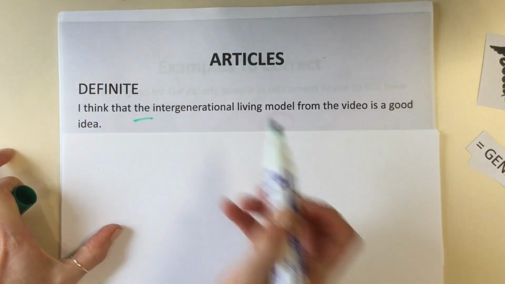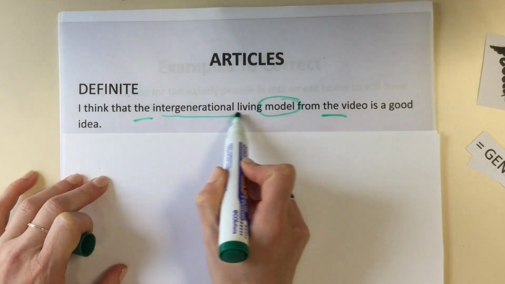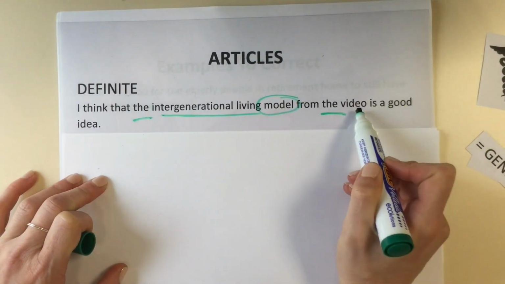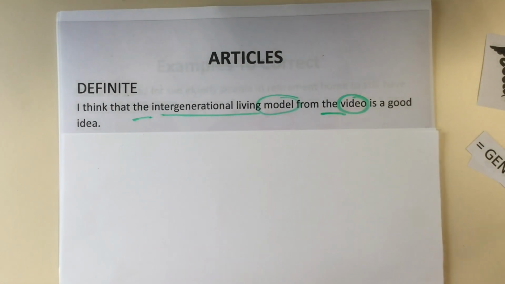Okay, here the noun is model, referring to a specific type of model that you saw in the video. Again, the specific video you watched for your listening assignment. So you need the definite article the.